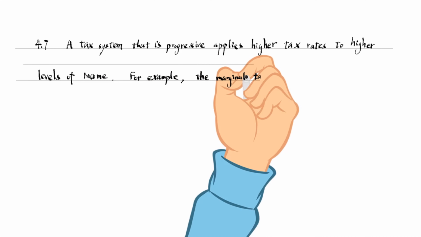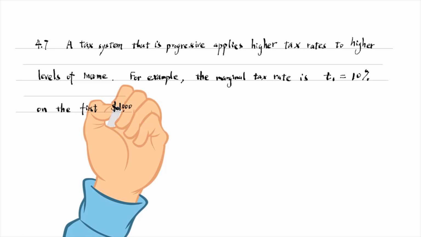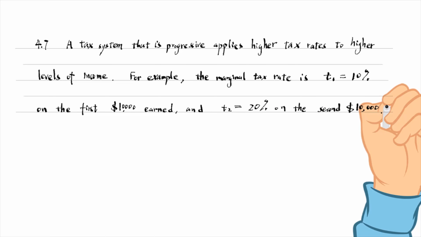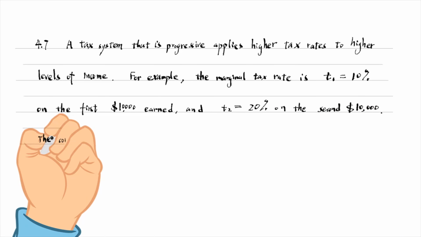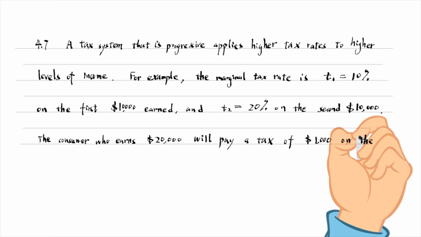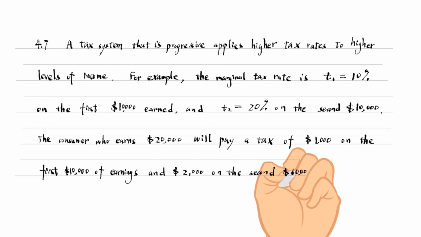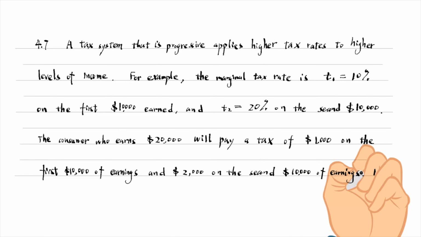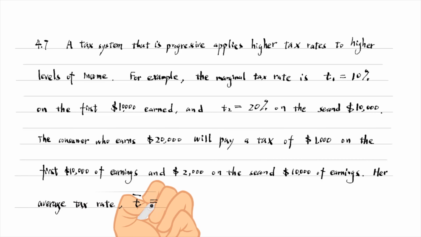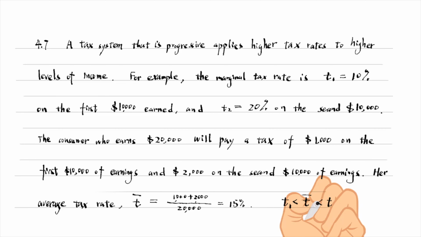For example, if the marginal tax rate is T1 equals 10% on the first $10,000 earned, and T2 equals 20% on the second $10,000, then the consumer who earns $20,000 will pay a tax of $1,000 on the first $10,000 of earnings and $2,000 on the second $10,000 of earnings. Her average tax rate, T bar, equals 15%. We have this relationship.